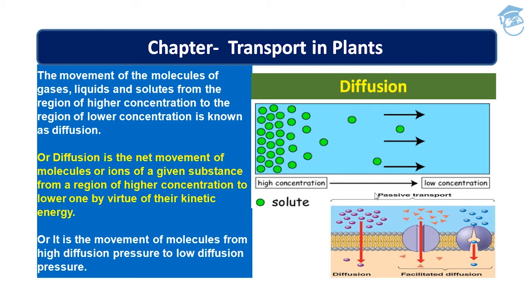This is diffusion, showing solutes moving from a high concentration area to a region of low concentration. And this is a protein which is embedded in the plasma membrane. This is the plasma membrane, and this protein is facilitating the transport of solute from this region to this region. That's why it is called facilitated diffusion.